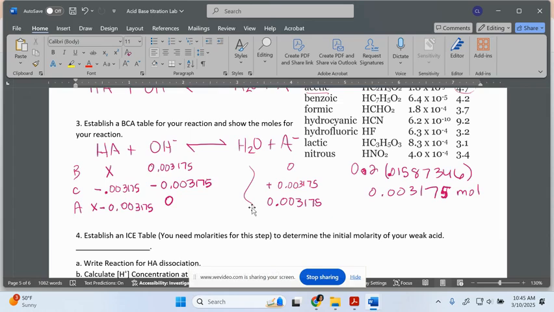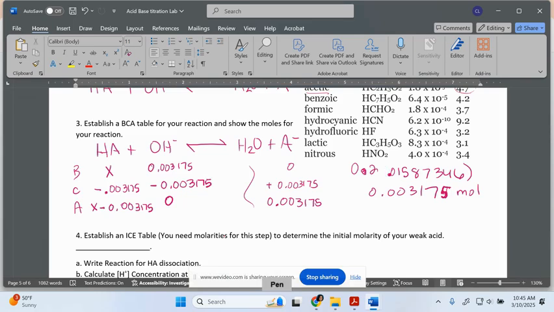Libby, to get the moles, you took 0.2 times the base volume. Yep. Because the molarity of the base was 0.2, and this is the volume. If I multiply the molarity of the base times how much of it I used, that's going to give me my moles of my base. And remember, in BCA tables, you have to have moles in here. The base volume was in milliliters, so I had to convert it into liters here.